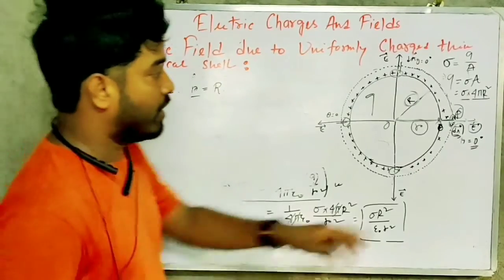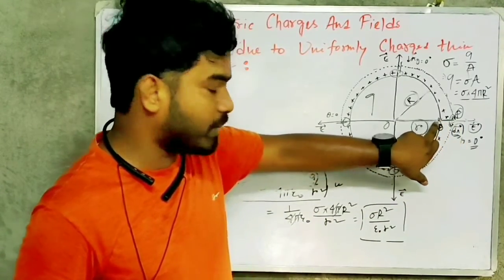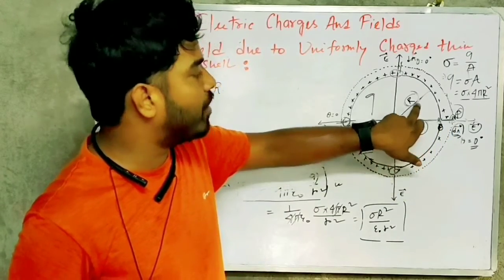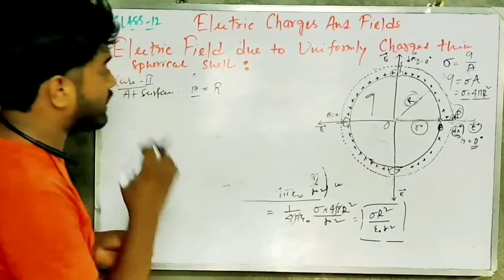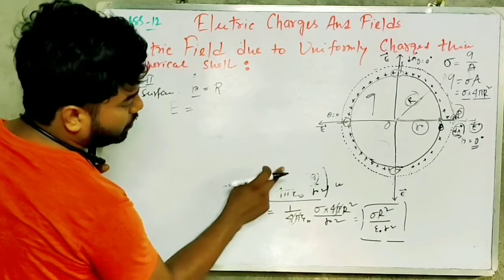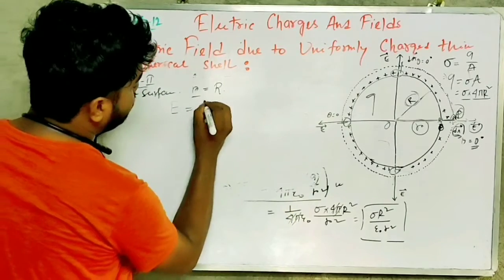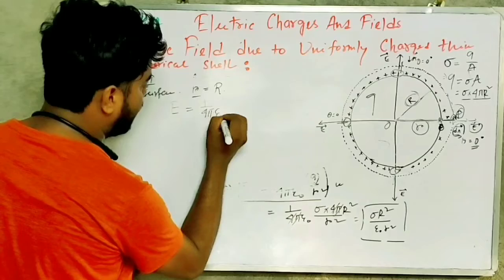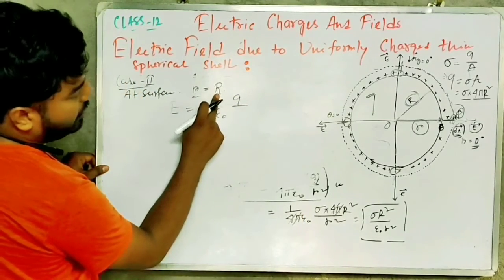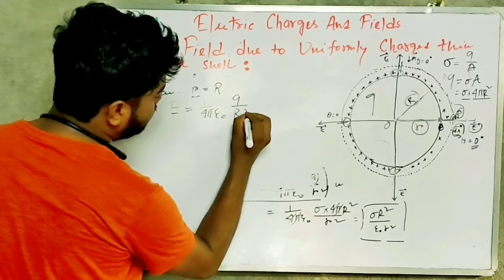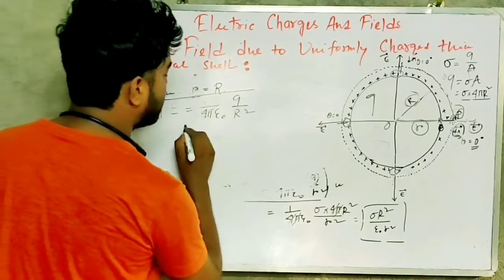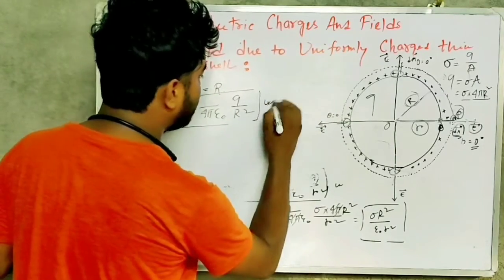This is the condition. When this point becomes this point, then small r decreases and small r becomes exactly equal to capital R. Then what will be the expression of electric field here? The expression of electric field will be 1 by 4 pi epsilon naught Q by r square, and here small r is exactly equal to capital R. So this will be 1 by 4 pi epsilon naught Q by capital R square. This is the expression of electric field in terms of Q.